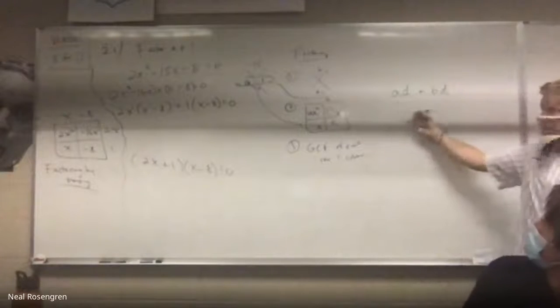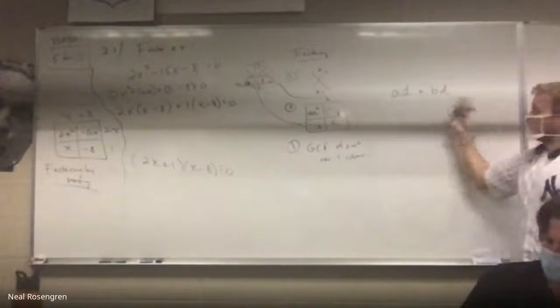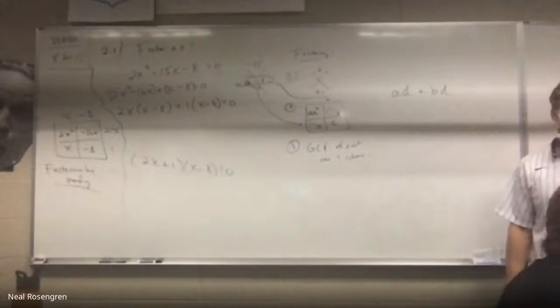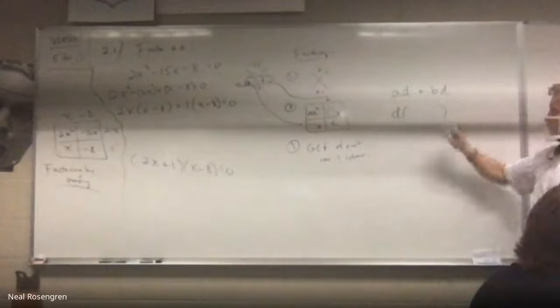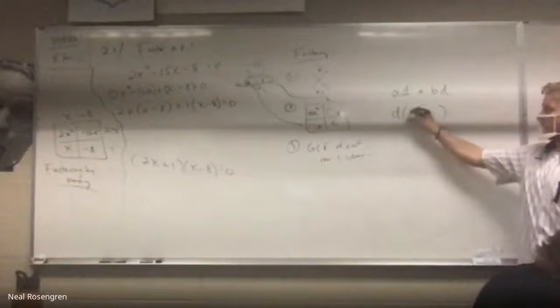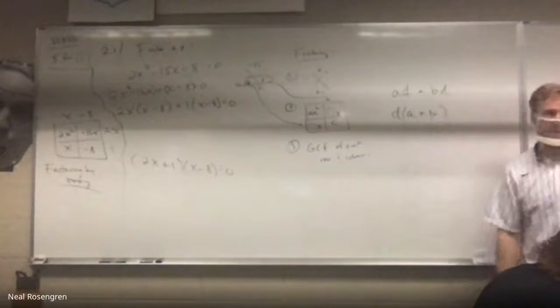Two things being multiplied here and two things being multiplied here. What do they have in common? So I can pull out D just once, right? I don't pull it out twice. I just pull it out once. What do I have left behind? A plus B. Okay?